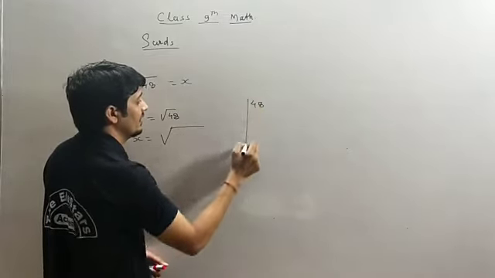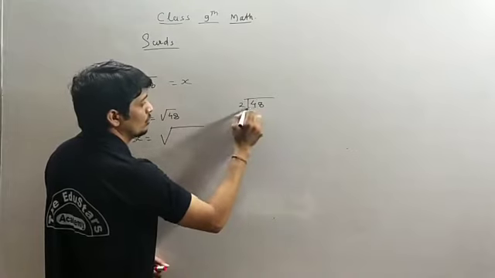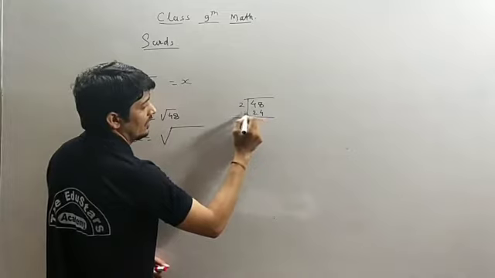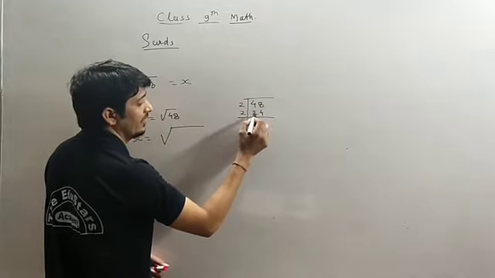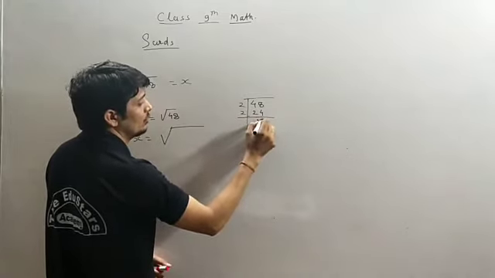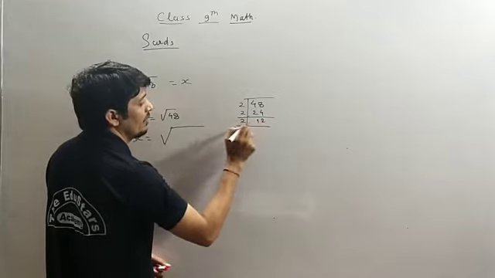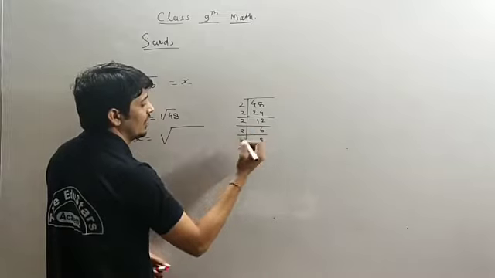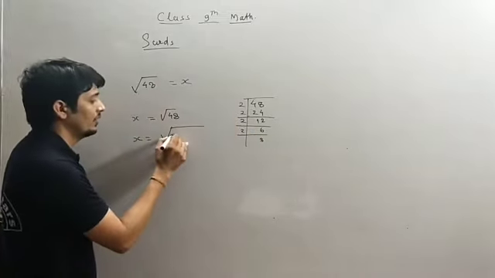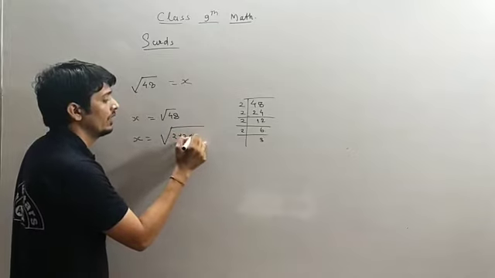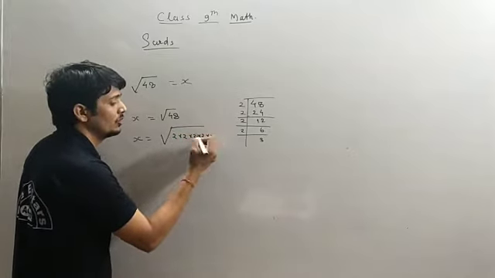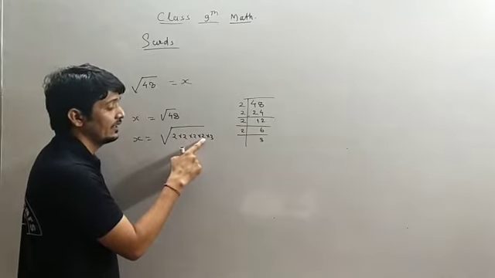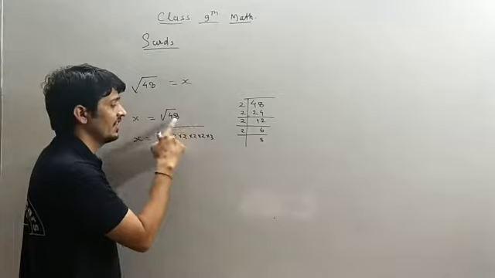48 we have written here and we have to divide it by 2. So 2 2's are 4 and 2 4's are 8. Now again by 2 we can divide. So 2 1 is 1 and 2 2's are 4. Again we can divide by 2. So 2 6's are 12. Again by 2, 2 3's are 6. So we can write 2 into 2 into 2 into 2 into 3. 2 2's is 4, 4 2's is 8, 8 2's are 16 and 16 3's are 48.